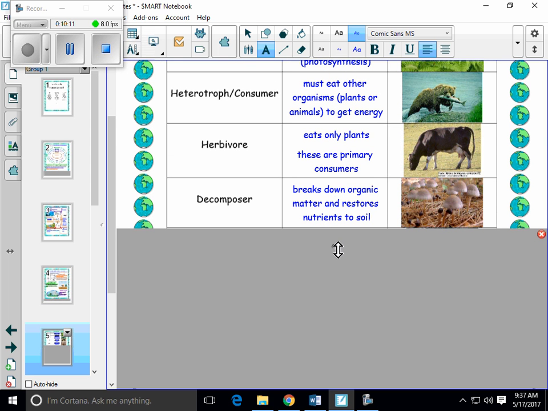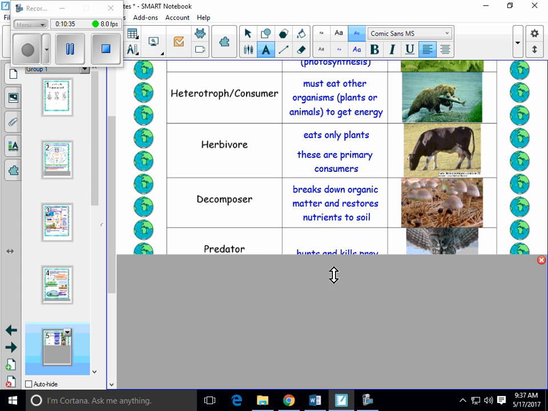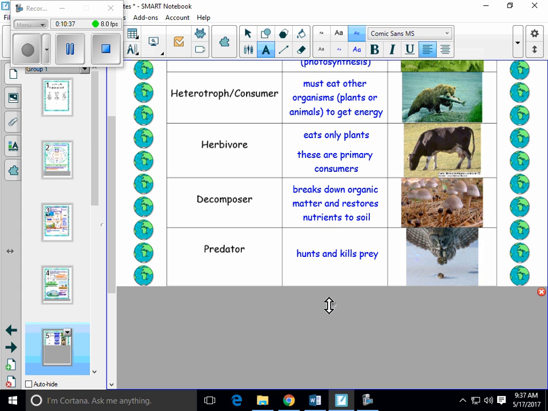Decomposers are pretty essential to all ecosystems. These organisms are going to break down organic matter and then put those nutrients back into the soil. The picture is of mushrooms. Bacteria can be decomposers. Earthworms can be decomposers. So there's a variety of things that play this role in an ecosystem, but they are essential to restoring those nutrients to the soil.